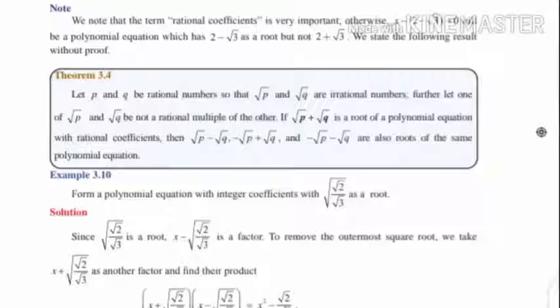In this theorem, I am going to take the second part. If root p plus root q is the root of a polynomial equation with rational coefficients, then the remaining 3 combinations are also roots of the same polynomial equation. They can give you anything. In this one they give you root p plus root q; instead of that, you may have root p minus root q. You just change the signs. That is, we are going to have 4 combinations here. This is the idea of the theorem, and based on this we are going to do exercise 3.2, fourth sum. That is a degree 4 equation we are going to find using this concept.